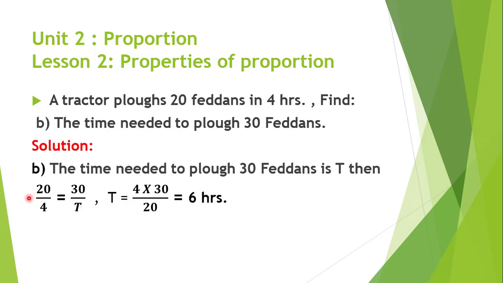So 4 times 30 over 20. Cross product as we did before. 4 times 30 over 20. The result will be 6 hours. Don't forget the cross product: 4 times 30, then divide by 20.